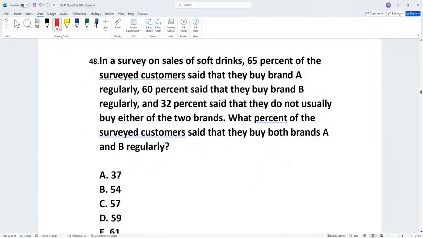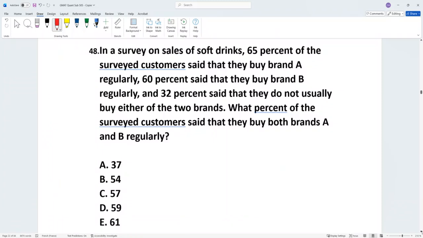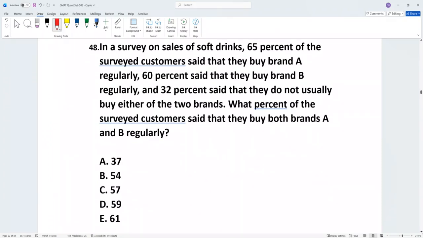Question number 48. In a survey on sales of soft drinks, 65% of the surveyed customers say that they buy brand A regularly. 60% said that they buy brand B regularly, and 62% said that they do not usually buy either of the two brands. What percent of the surveyed customers said that they buy both brands A and B regularly?